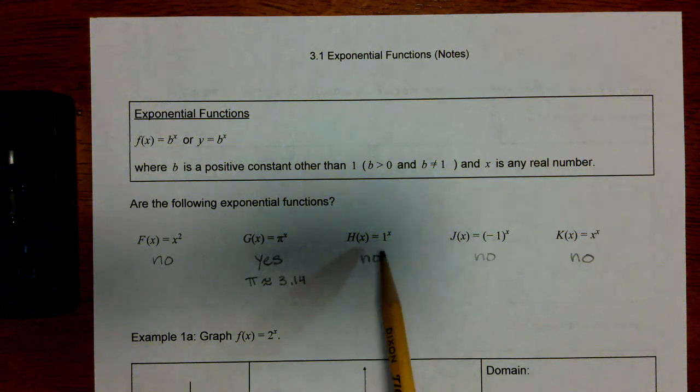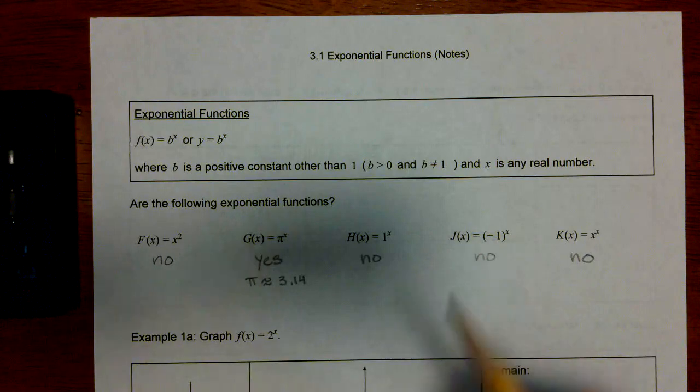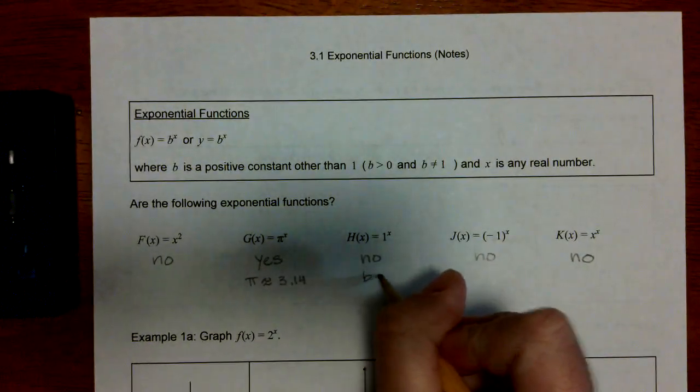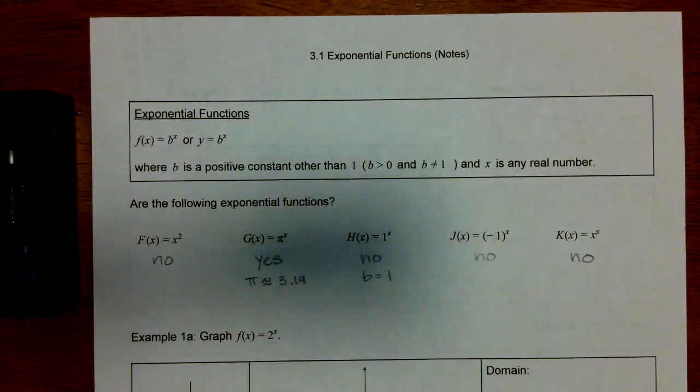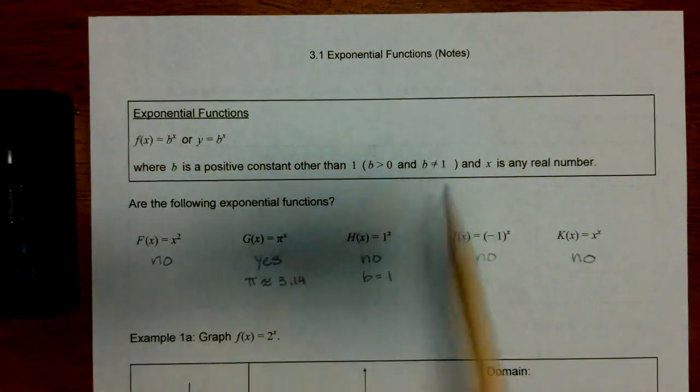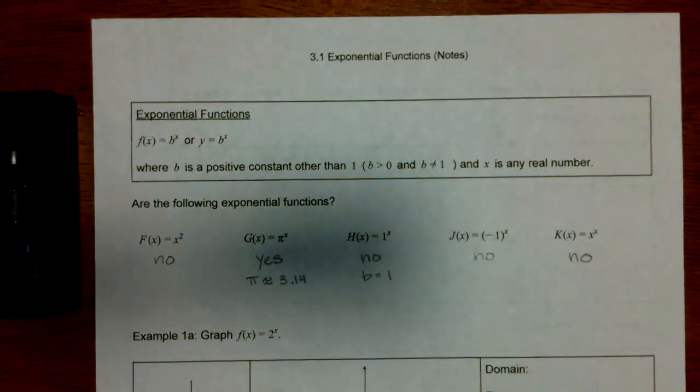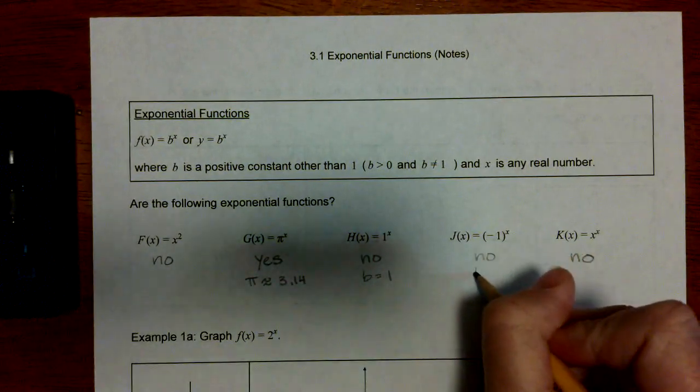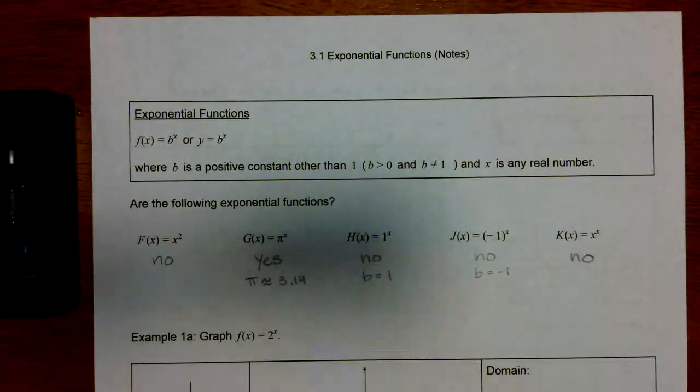For h of x, it is not an exponential function because here our b is equal to 1. Our base of the exponential expression is 1. It was not allowed to be 1. Similarly, for our next function, our b was negative 1. That's not positive, so that's not going to be an exponential function.